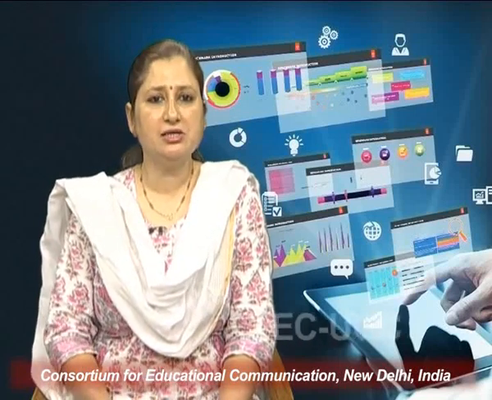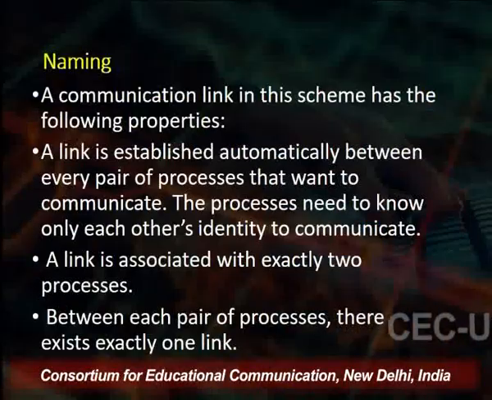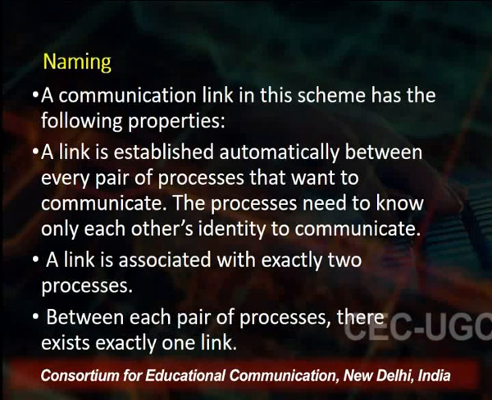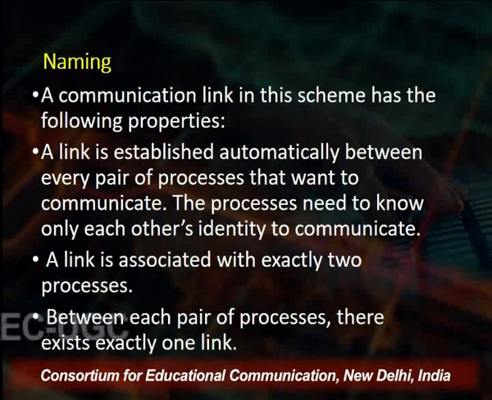Now, a communication link in this case will have various properties. What are the properties a communication link needs to have when it is a direct communication? A link needs to be established between every pair of processes that want to communicate, and the processes should know each other's identity, that is, they should know each other's name.